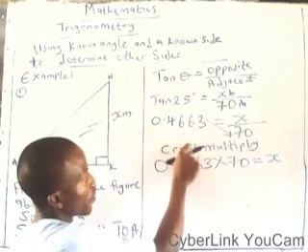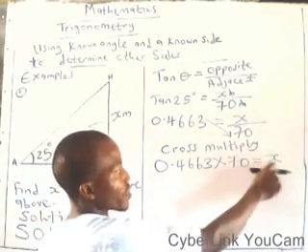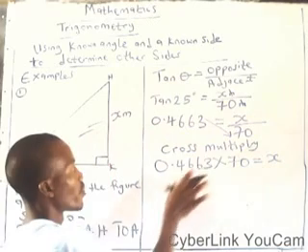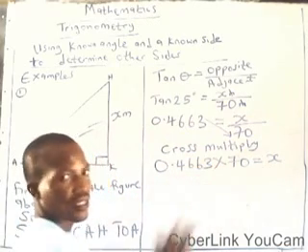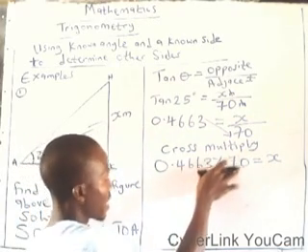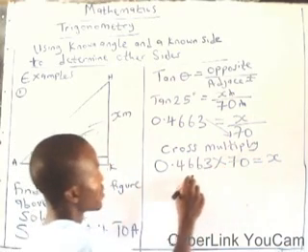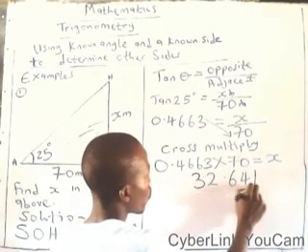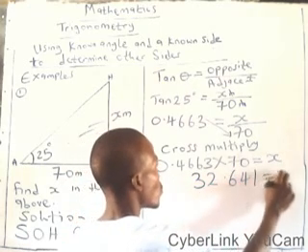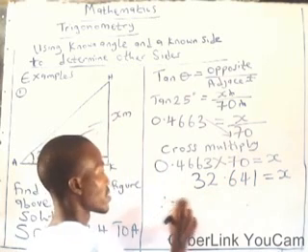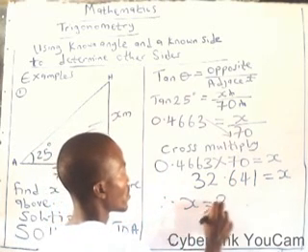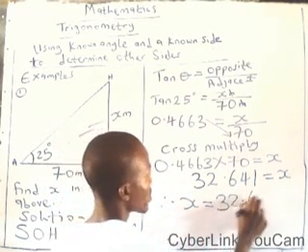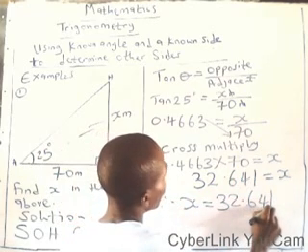Because this is assumed to be over 1. And 1 times x will give you what? X. Now if you multiply this one correctly, your final answer here is going to be 32.641. That is equals to x. Therefore, the x is equals to 32.641. What is the unit?